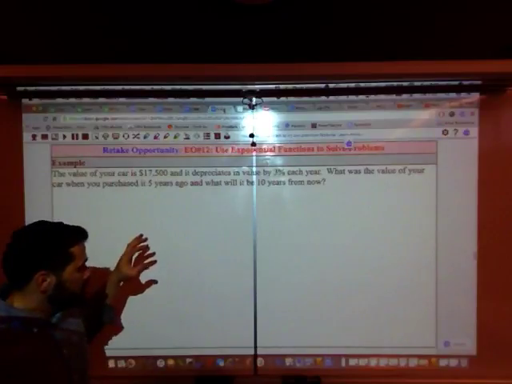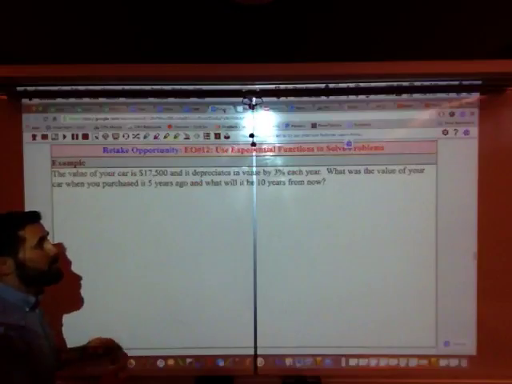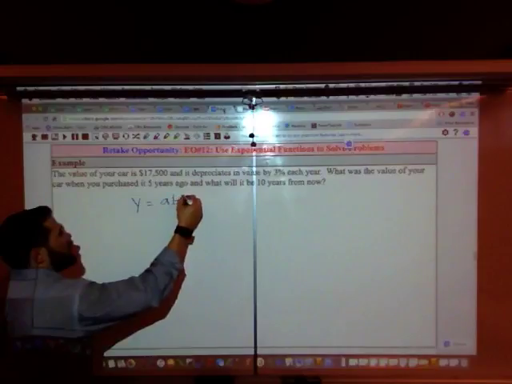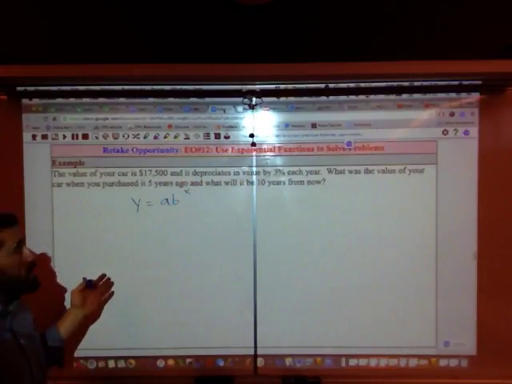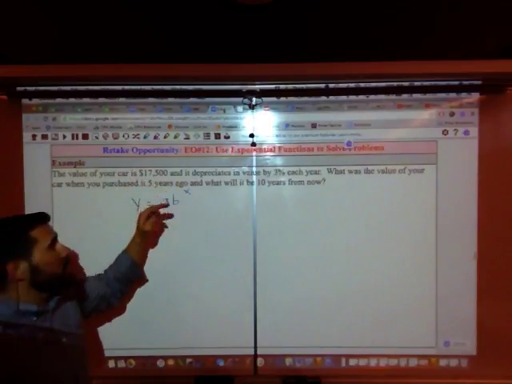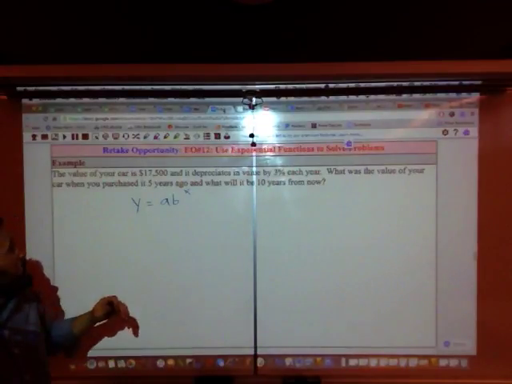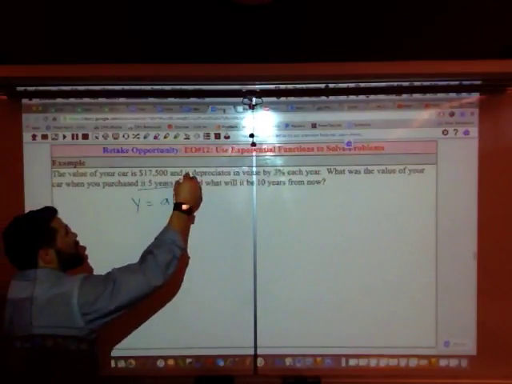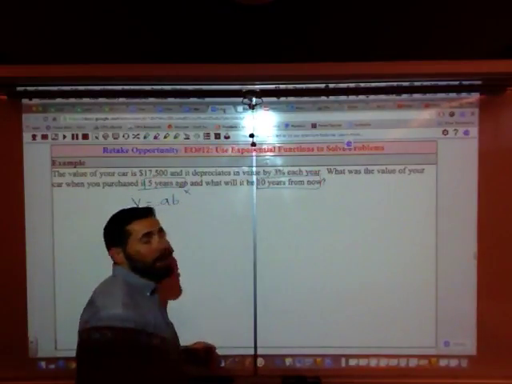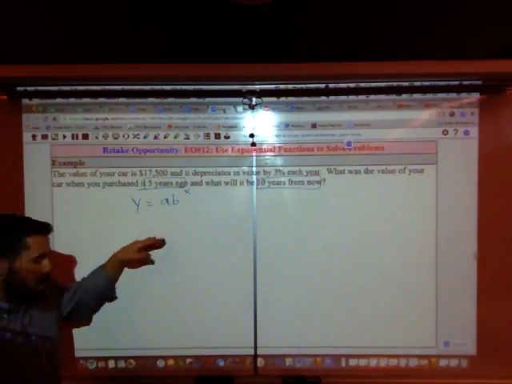So we'll be using an exponential function to solve this real life story problem. An exponential function is y equals ab raised to the x. So we'll be using that to solve this problem. The value of your car currently is $17,500. It depreciates in value 3% each year. What was the value of your car when you purchased it 5 years ago? And what will it be 10 years from now? So I have to solve both of those using this setup.